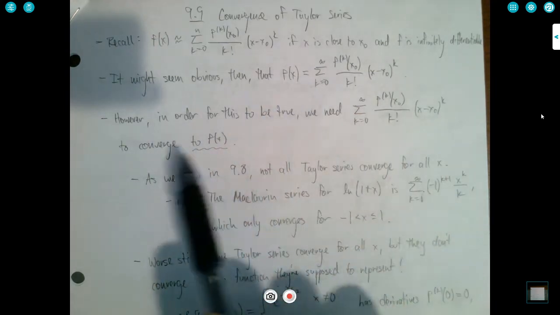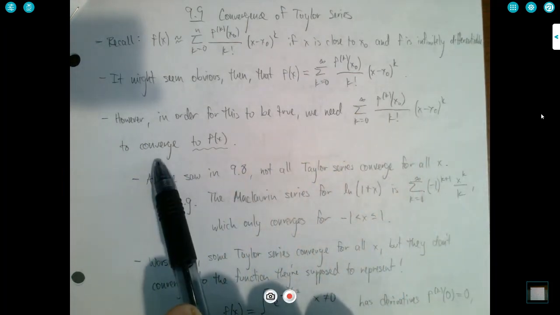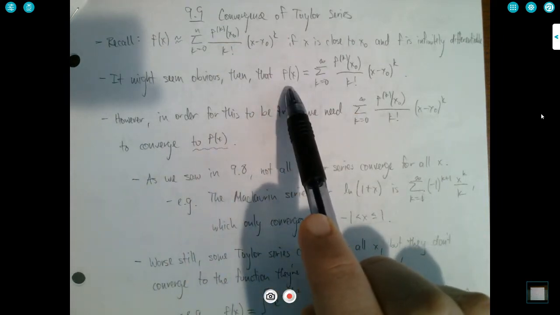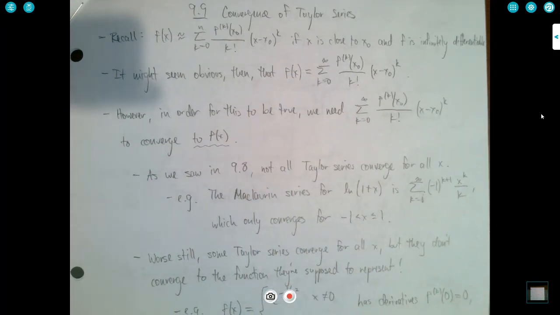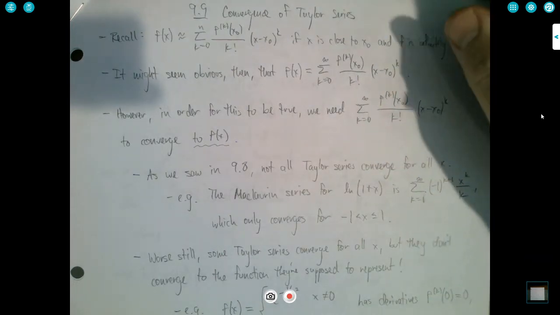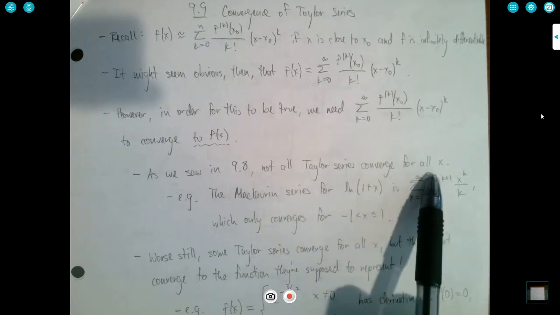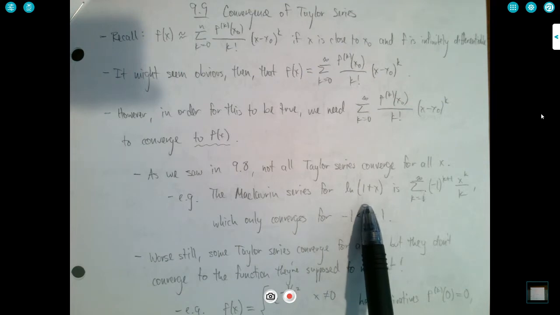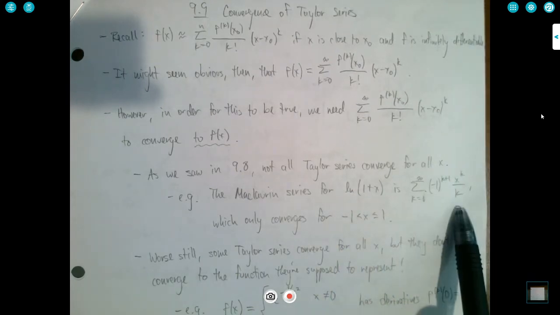In order for this equality to hold, we actually need for this series to converge, but specifically we need it to converge to f of x. We need it to converge to the function that it's trying to approximate. And that doesn't always happen. That's the crazy thing, that doesn't always happen. So I'll give you an example here in a second. But as we saw in 9.8, not all Taylor series converge for all x. For example, the Maclaurin series for ln of 1 plus x, which we haven't actually looked at together, but you can just take my word for it that the Taylor series for this function is this series right here.